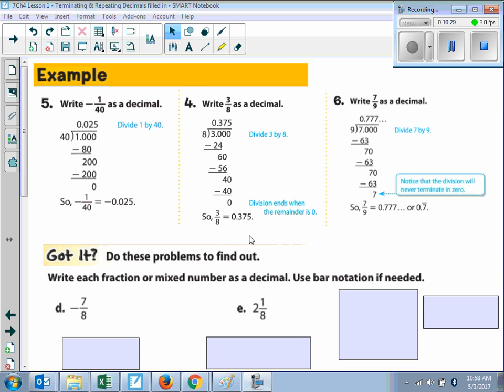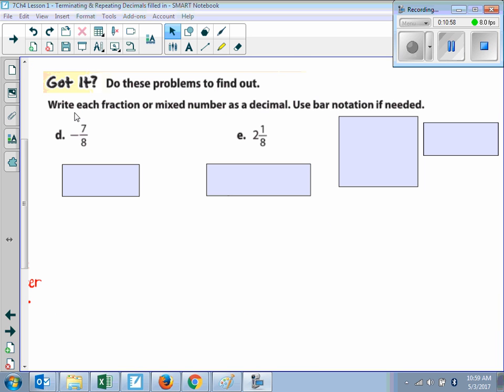And then finally, if you look over here, for 7/9, we're going to divide 7 divided by 9, and we're going to end up with a repeating decimal. Okay? So once you have that repeating decimal, then you're going to write it using bar notation. So the 0.77777 and so forth becomes 0.7 with the bar notation over the 7. So here we're going to write each fraction or mixed number as a decimal, and we're going to use bar notation if necessary. So I'm going to show some long division, okay?